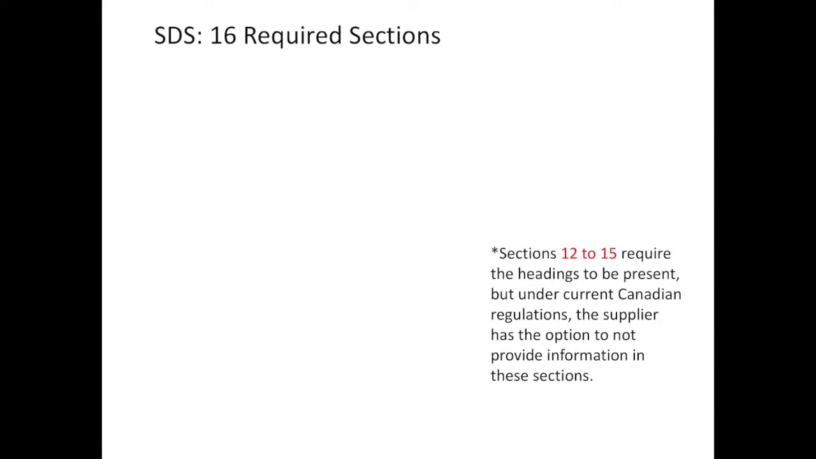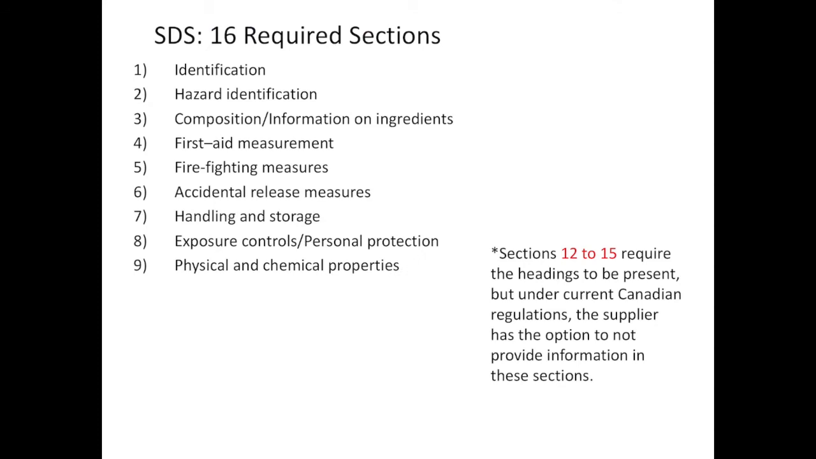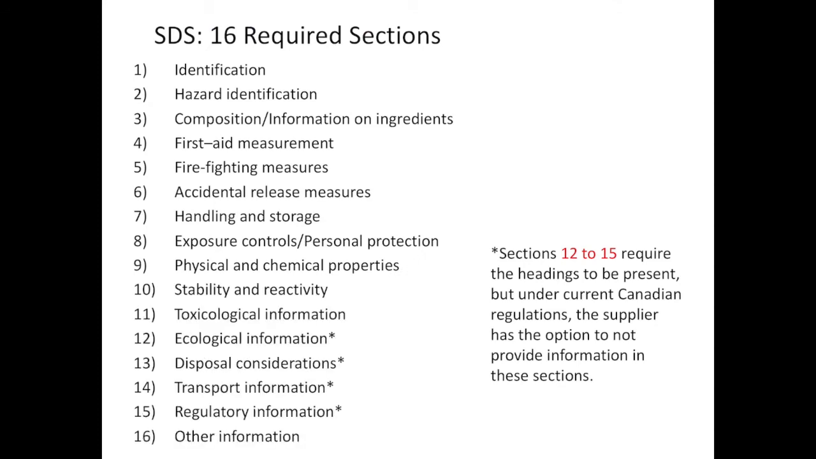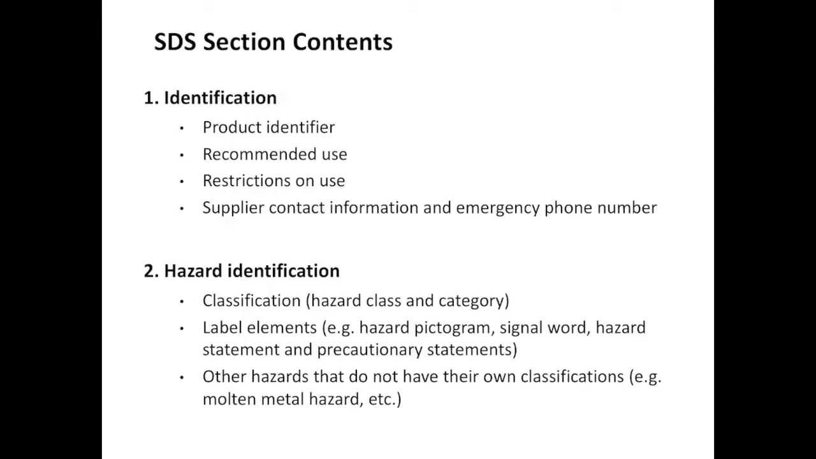There are 16 sections to a safety data sheet, and all of them need to be present, but at least currently in Canada, sections 12 to 15 don't need anything to be included in them. The section headings are required, but information isn't needed yet, although that will be changing in the future. So there are certainly a large number of required sections, and we're going to go through them all one at a time and look at them in a bit more detail.